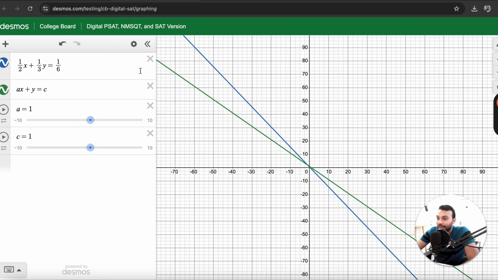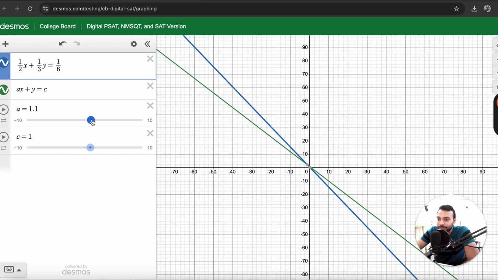Okay, the blue line is the line which is given to us, and the green line is the one, ax plus y is equal to c, which is not certain. And they're saying that the system should have infinitely many solutions. That means each point on each line should satisfy the other line. That is only possible when both the lines lie on top of each other. Let's try doing that by changing the values in the sliders. I've added a slider for A and for C. Let's start changing the values.